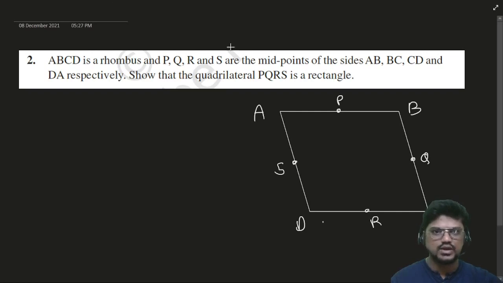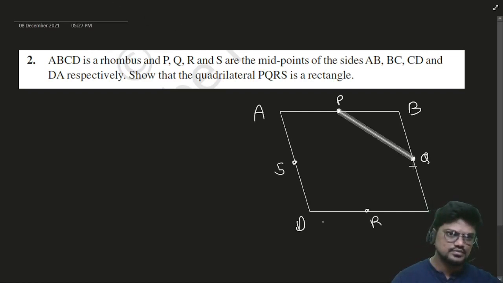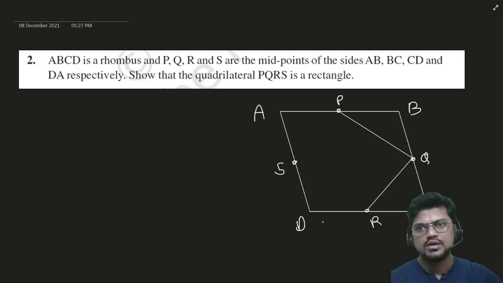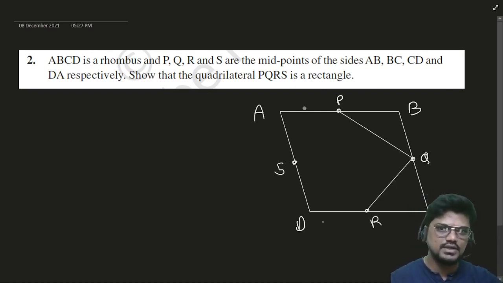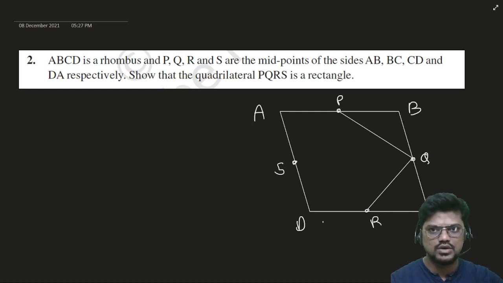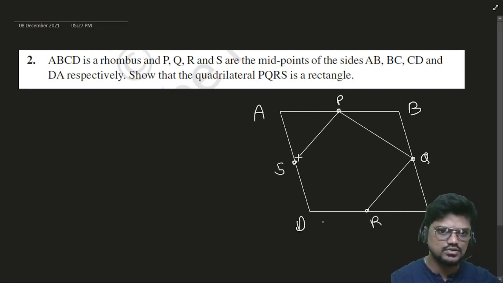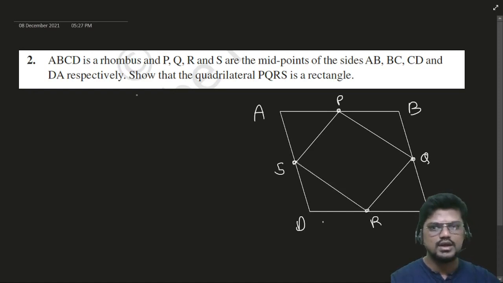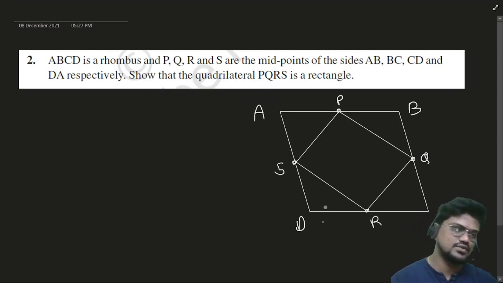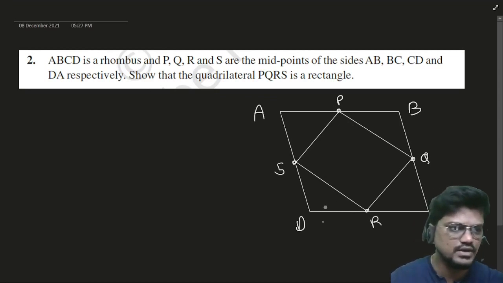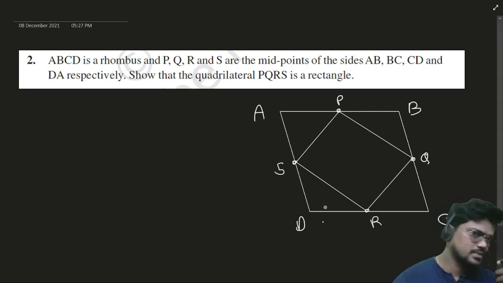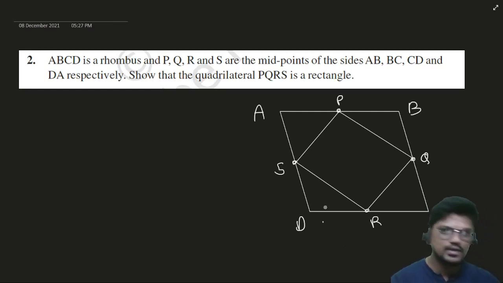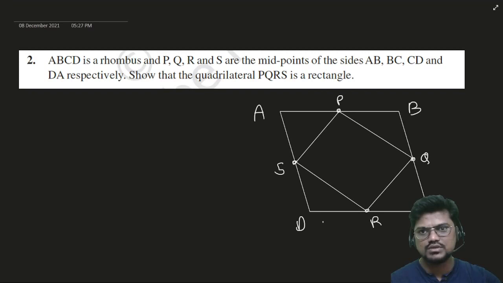Means PQRS, if we join, this will be a quadrilateral. We'll draw all of this. This is PS and this is SR. Now what you have to prove is that quadrilateral PQRS is a rectangle. To prove this, what will we do? We'll draw two lines.